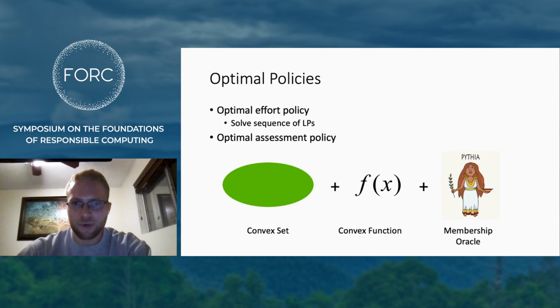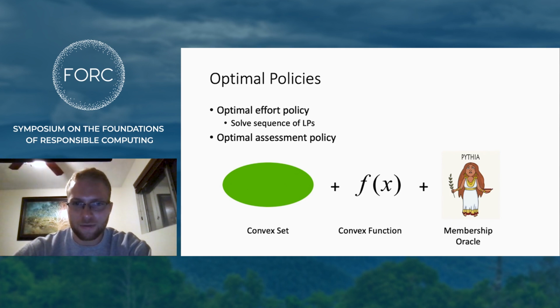Our goal is to use a membership oracle-based convex optimization procedure to recover the optimal assessment policy. In order to do this, we need three things. We need to be optimizing over a convex set, we need the function we're optimizing to be convex, and we need a membership oracle for the convex set. The set we're optimizing over is the set of incentivizable effort policies. In particular, we want to find the incentivizable effort policy which is most desirable to the principal. See the paper for proof that this set is convex. We're optimizing over a linear combination of components of this effort policy, so the function we are approximating is convex.